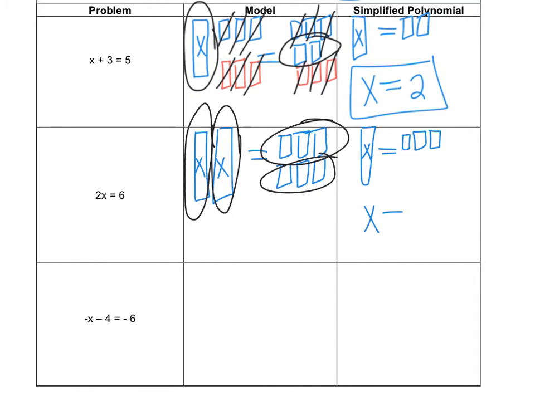And so if I actually wrote this out, I know that x would equal 3. And check it. Does 2 times 3 equal 6? Yes, it does.